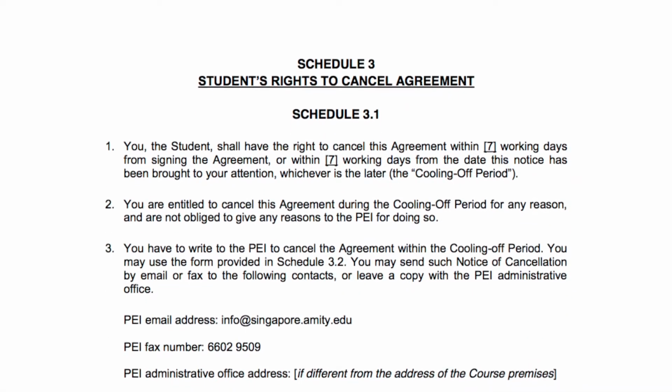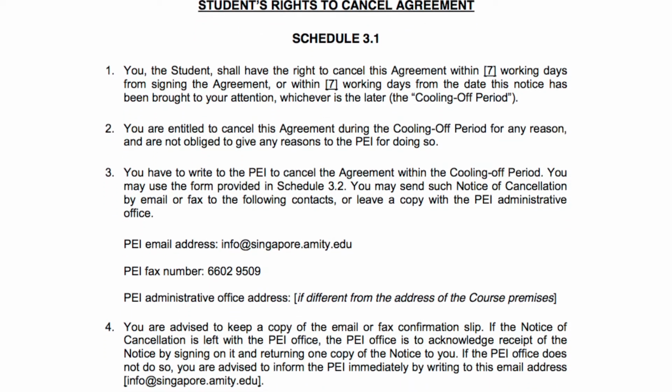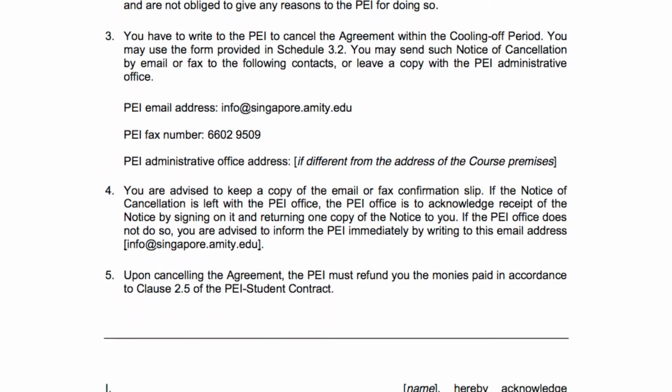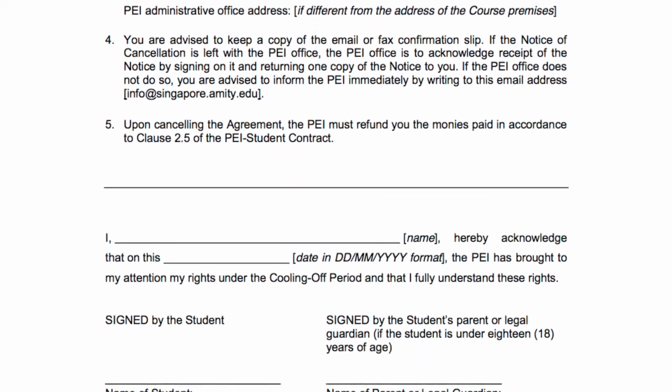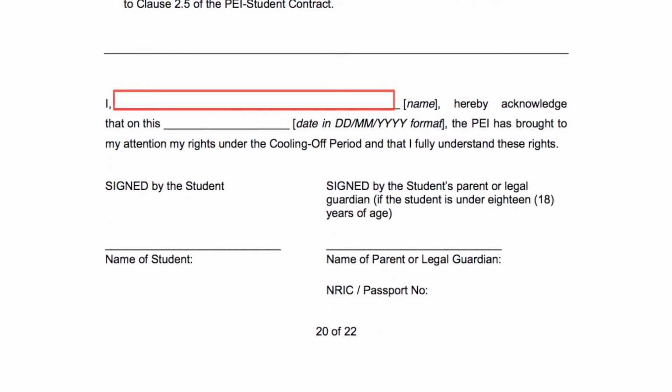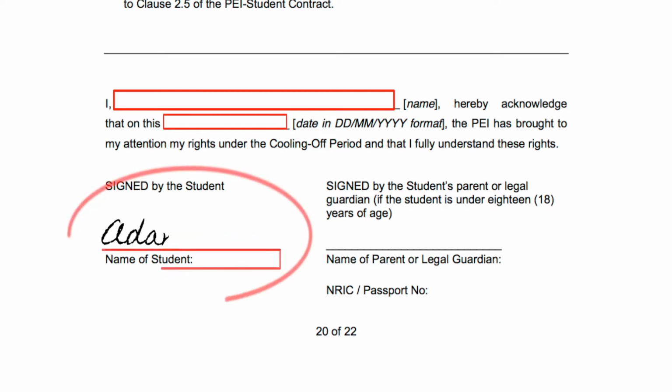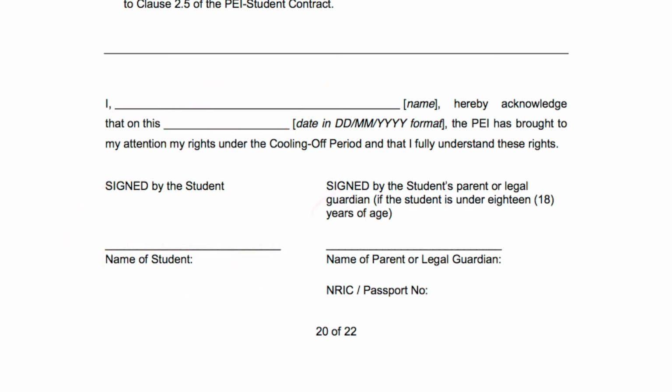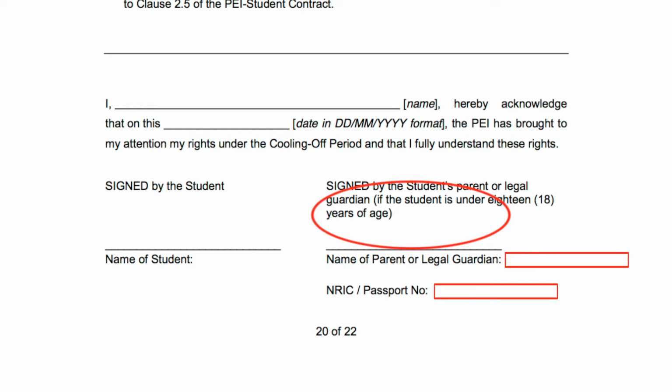Schedule 3 is a declaration of your right to cancel the agreement within 7 working days upon signing it. This is also known as the cooling off period. Please fill in your name, the date, and sign accordingly. Again, if you are below the age of 18, please get your parent or guardian to sign in these fields with their name and NRIC or passport number.